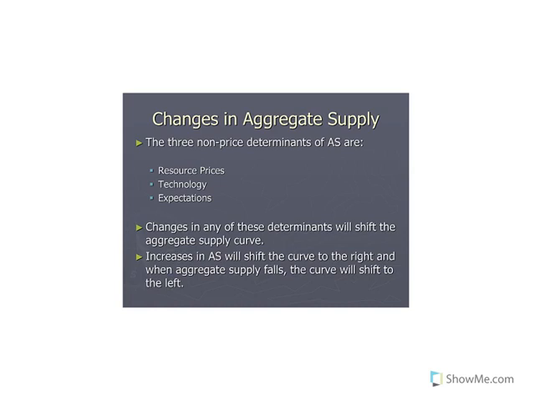So the three common non-price determinants of aggregate supply, you'll see I have listed right here. It's going to be if there's a change in the overall price of resources, if there are changes in technology, or if there's a change in expectations. So let's look at each one of those individually.